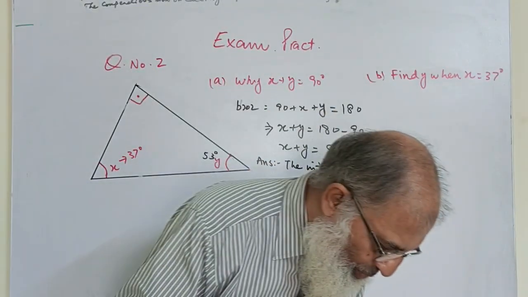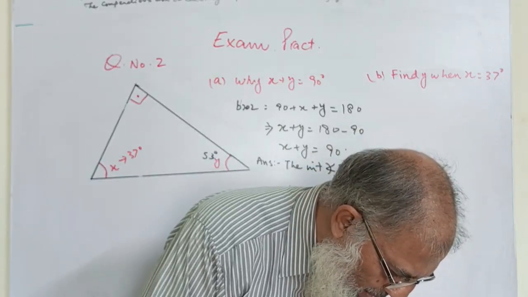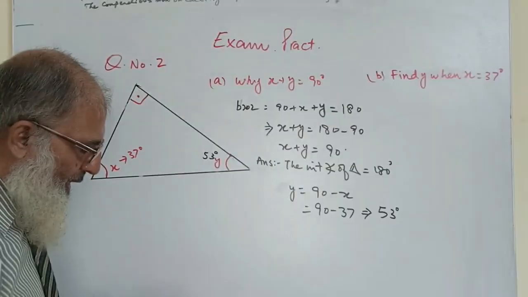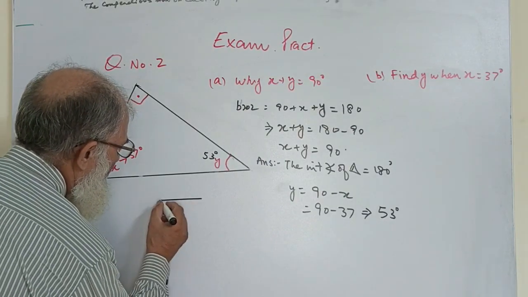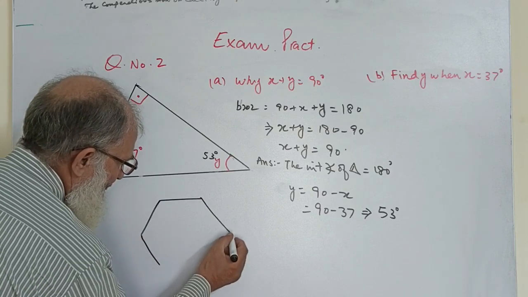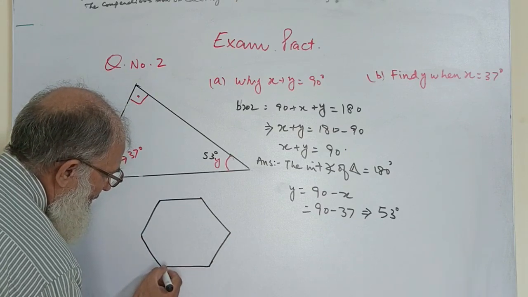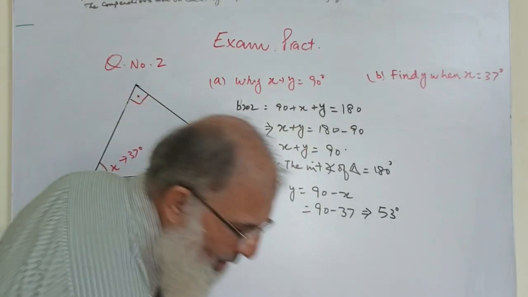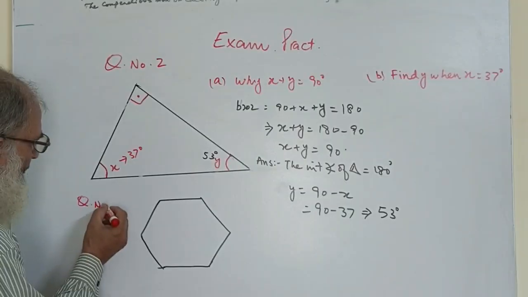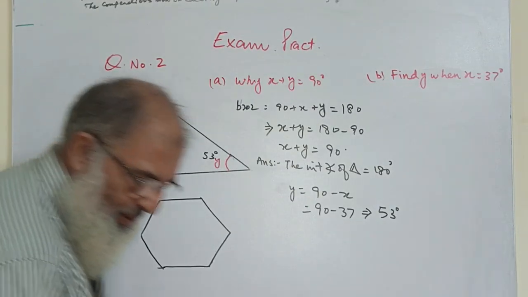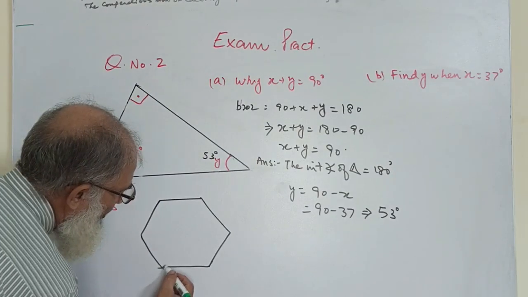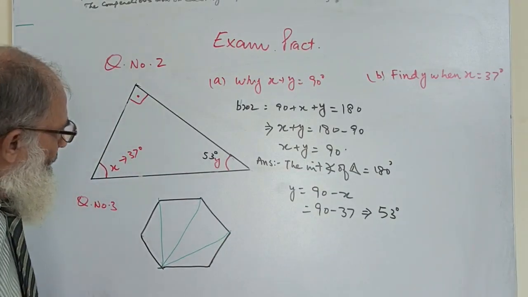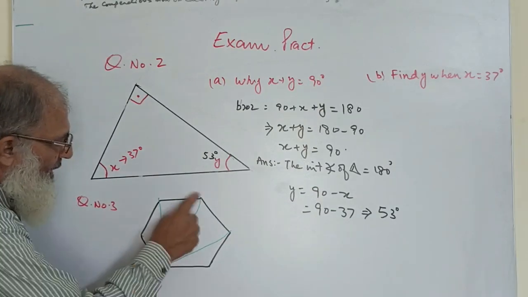Now the last part which I am going to do today is: what is the sum of interior angles of a regular hexagon? Now, I told you how to find the sides of the regular hexagon. This is a regular hexagon. This is question number 3. Here we just mark triangles: 1, 2, 3. This is a hexagon, and I have drawn triangles.